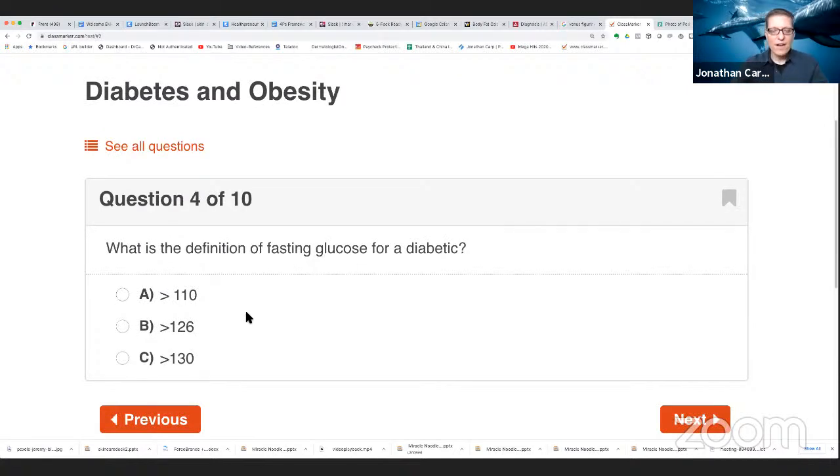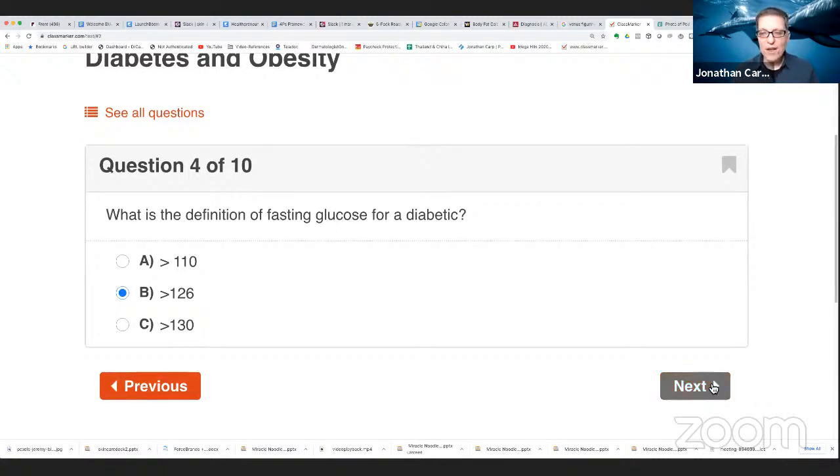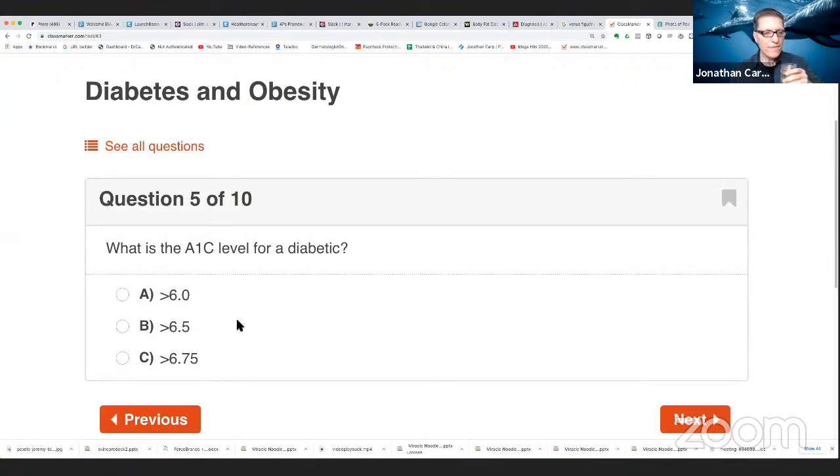What is the definition of fasting blood glucose for a diabetic? Yep, 126. And again, I want you to know these numbers. I want you to now, next time you go to your doctor or you log into your LabCorp or Quest center where the labs are done, check out what your fasting blood sugar was. Okay, what is the A1C level for diabetic?